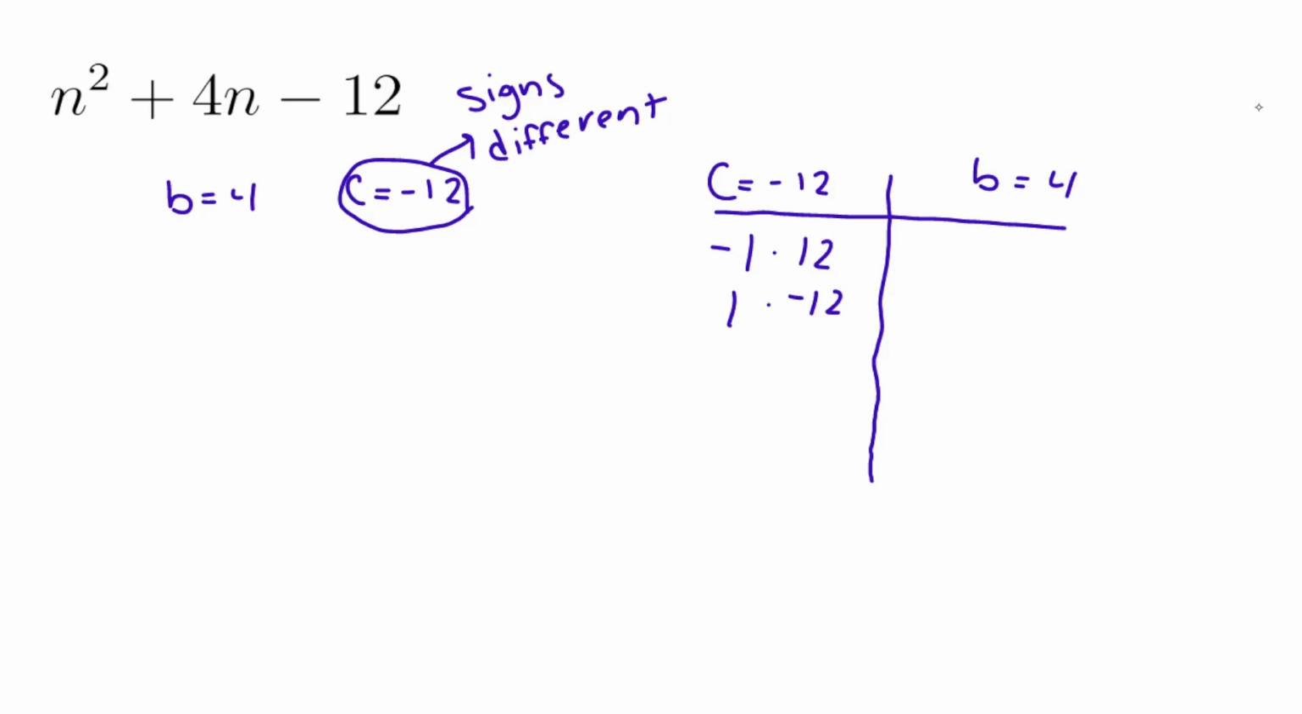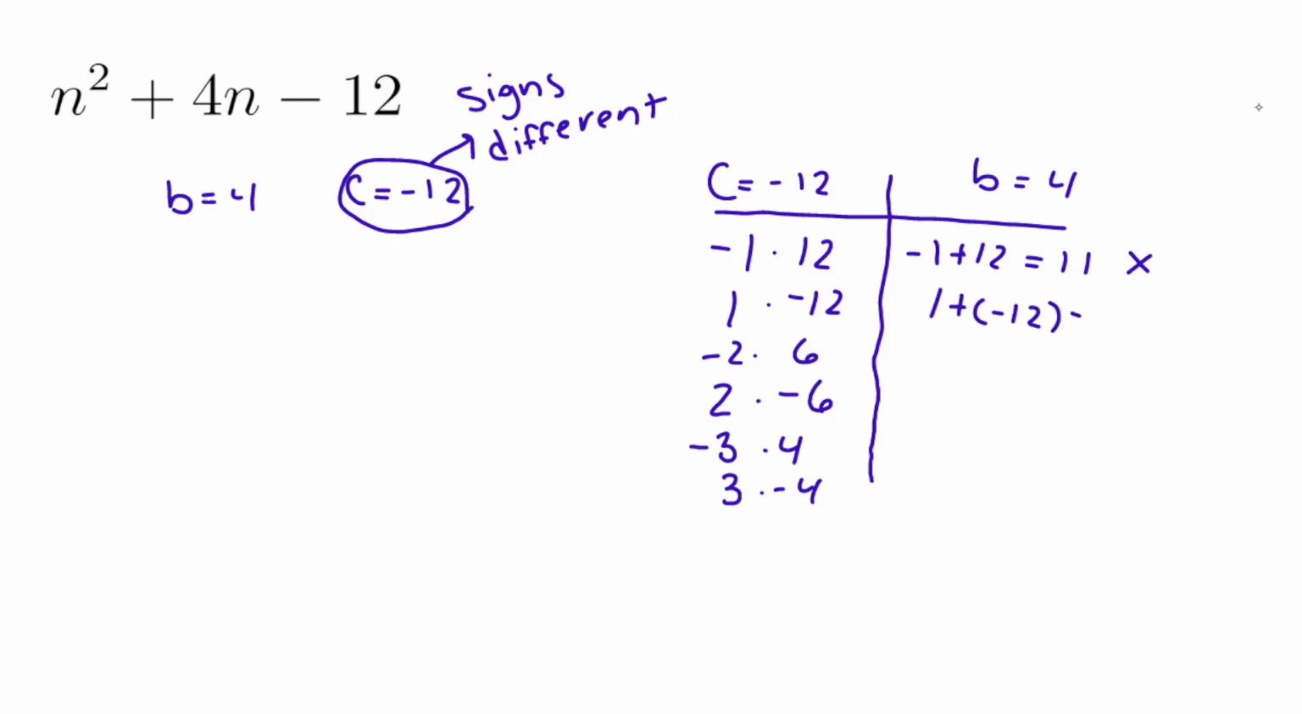We could also have -2 and 6, and 2 and -6, -3 and 4, and +3 and -4. And we just need to figure out which pair adds to give us our b value, our 4. Well, -1 plus 12 gives us 11. That is not what we want. 1 plus -12 gives us -11. That is also not what we want.